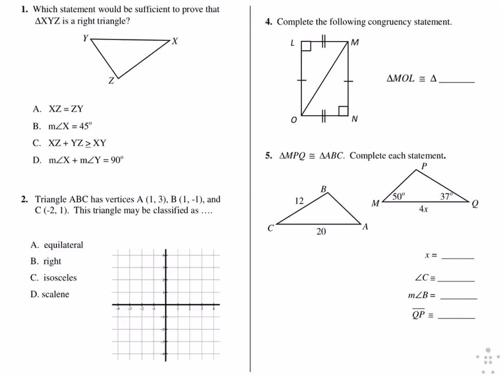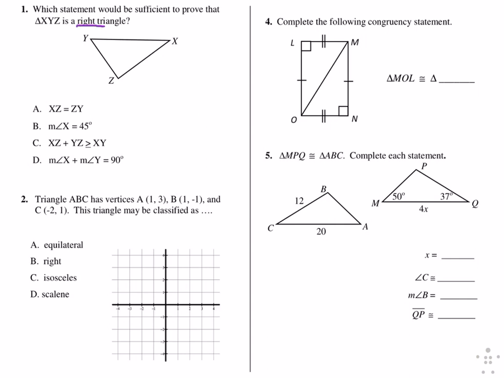All right, so looking at your test, I'm about to go through 11 questions and they're going to cover the different triangle postulates and other attributes of triangles. Question number 1 says, which statement would be sufficient to prove that triangle XYZ is a right triangle?